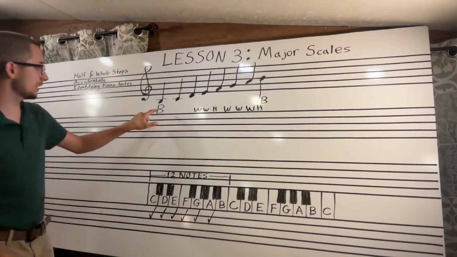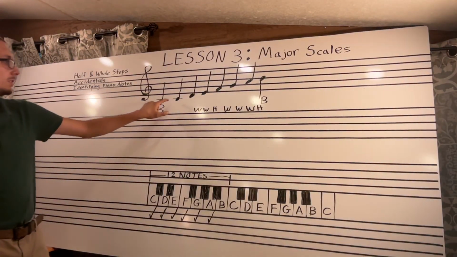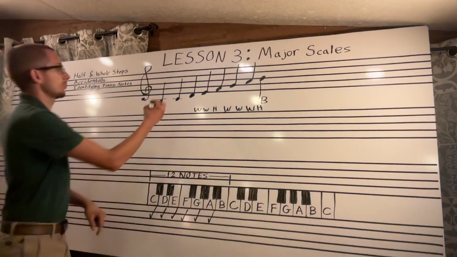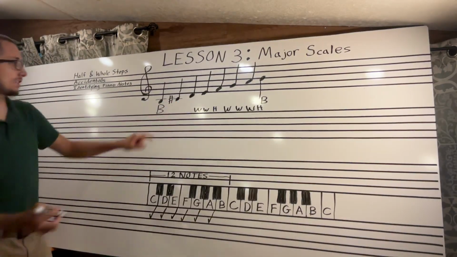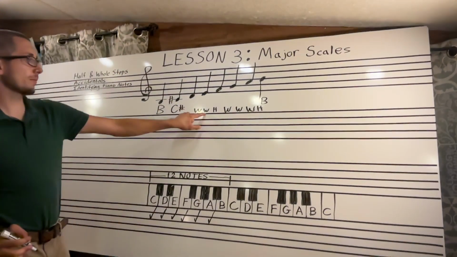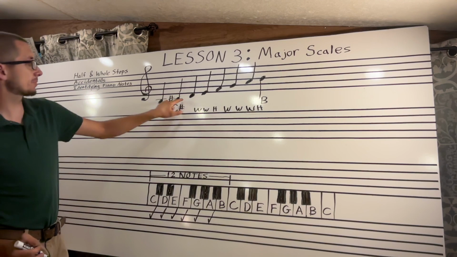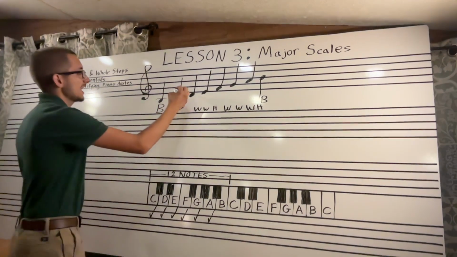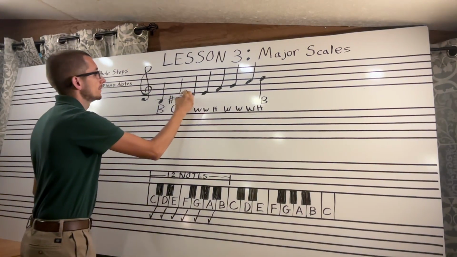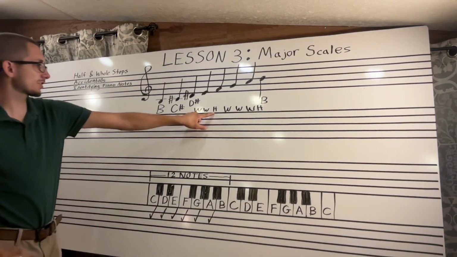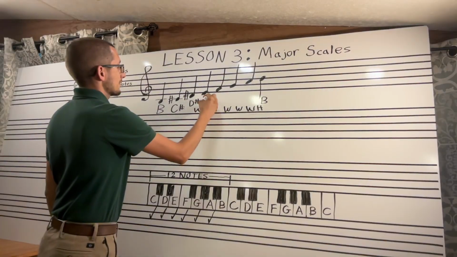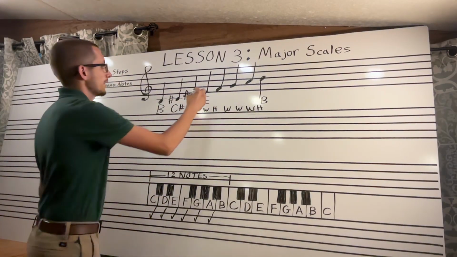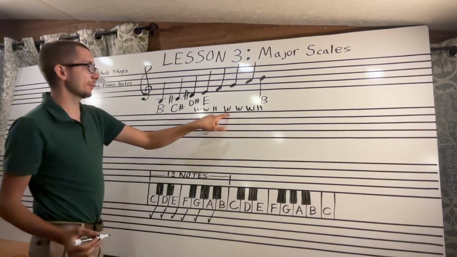Starting from the bottom, we need a whole step above B. B to C is a half step, so we need to add a sharp sign next to this C. Going up another whole step, C sharp to D is a half step, so we need to add a sharp sign to this D. Now we need a half step. D sharp to E is a half step, so that is good to go right there. Now we need a whole step.